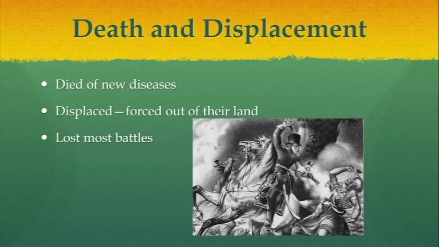So the Europeans killed thousands, millions of Native Americans and pushed them out of their land so that they could take the land for their country back in Europe. So maybe for Spain or for France or for England. So it was a pretty ugly past that happened in America.